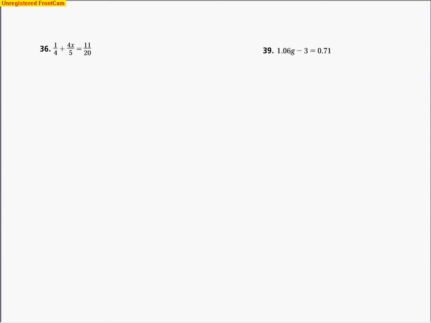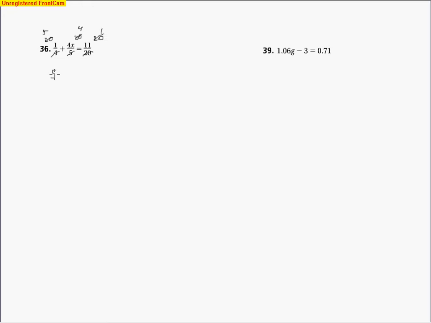So let's take a look at a couple other problems that we might see. We'll have one with some fractions. Let's talk about what we could do to get rid of the fractions. You can either leave the fractions in there, or a lot of people like to get rid of them. If I multiply every single number by 20, this will eliminate the fractions. So 4 goes into 20 five times, 5 goes into 20 four times, and 20 goes into 20 one time.